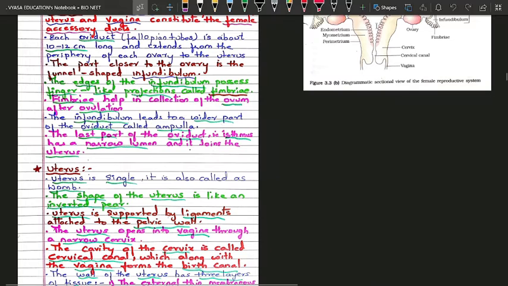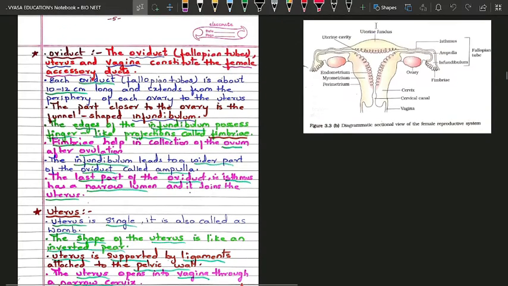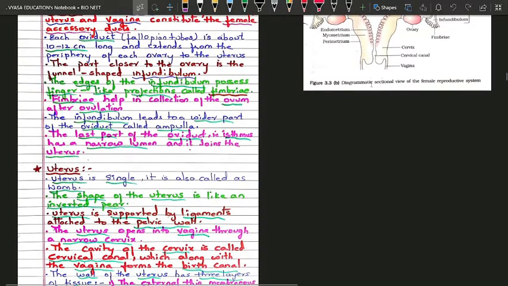The child grows here. The child grows in the body of the uterus, and it comes out through the cervical canal as well as the vagina. So the cervical canal as well as the vagina is called the birth canal. Birth canal is formed by what? Cervical canal as well as the vagina.